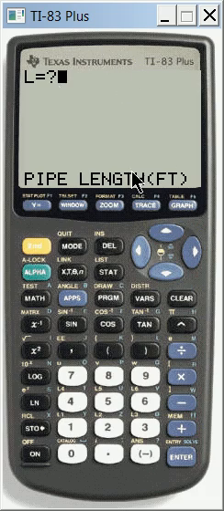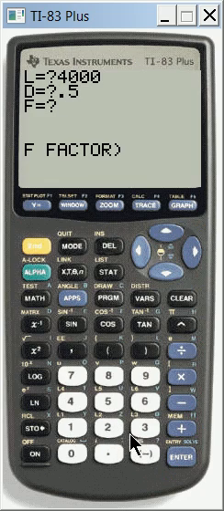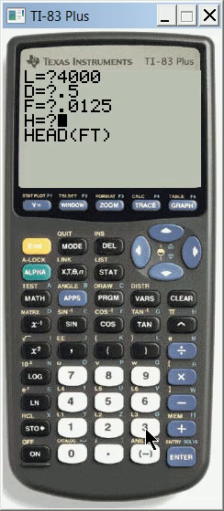Now, this is not showing the revision date on this calculator. I have to double check how I loaded this up, but remember, we entered a length of about 4,000 feet. Enter that. A diameter of 0.5. The friction factor was around 0.0125 when we finally got done. And then the head was about 300 feet.